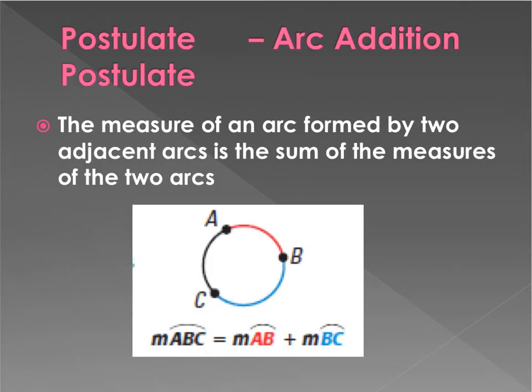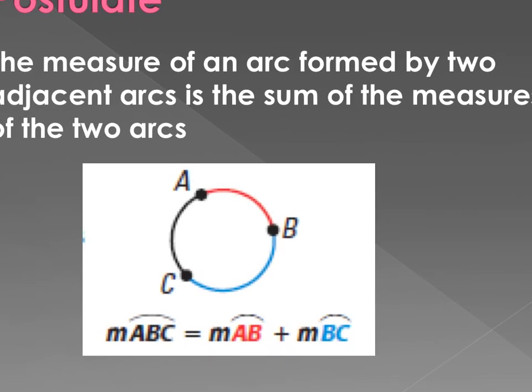Alright, next we have a postulate, which is the arc addition postulate. It states the measure of an arc formed by two adjacent arcs is the sum of the measures of the two arcs. So if we're looking at arc ABC here, this arc, the measure of arc ABC would just be the measure of arc AB plus the measure of arc BC.